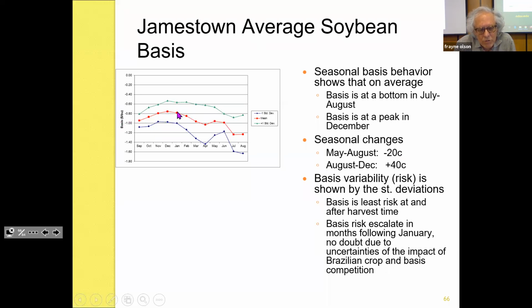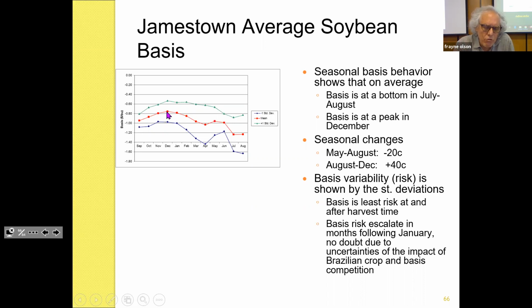Sometimes it carries over to January, not always. Technically, the peak is December, but sometimes it carries over into January. And that seasonal appreciation is about 40 cents. So in a sense, between now and December, there's probably going to be a 60-cent move in the basis. So this is pretty substantial.